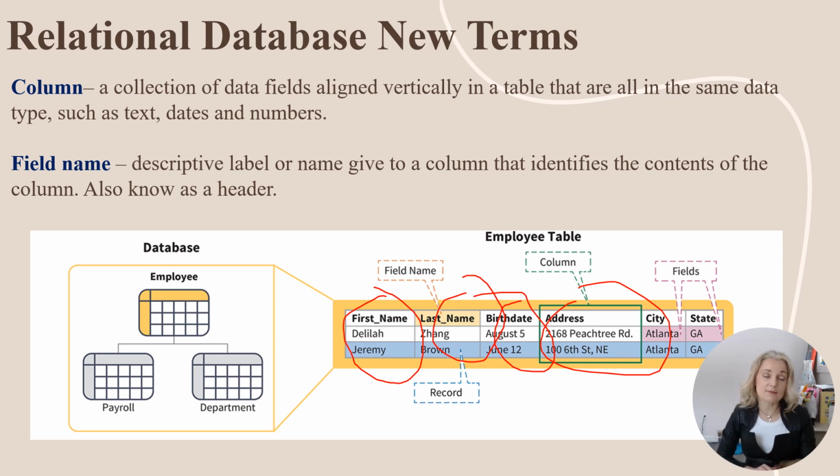And then we have the field names, which are descriptive labels or names given to a column that identify the contents of the column. And these are also known as headers. So in this example, we have our first name, last name, birthday, address, city, and state.